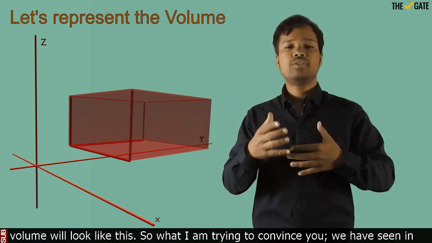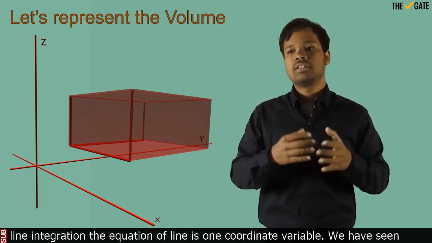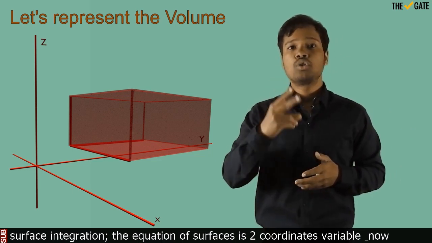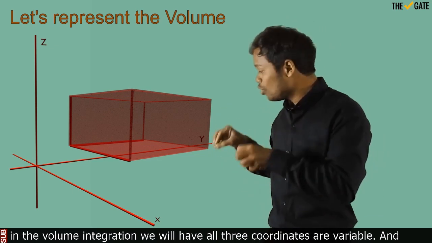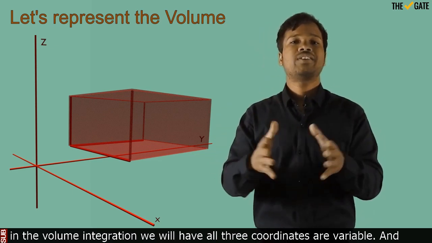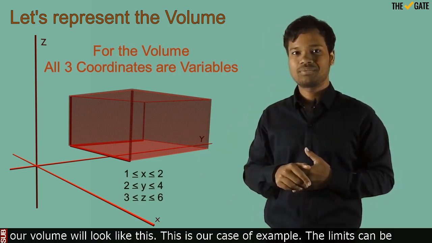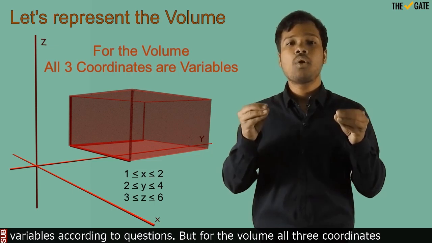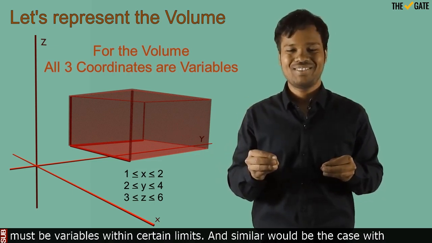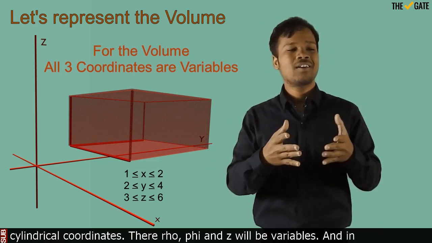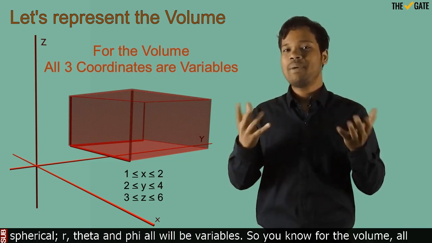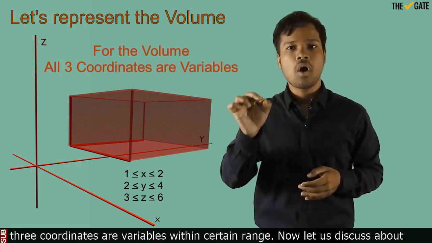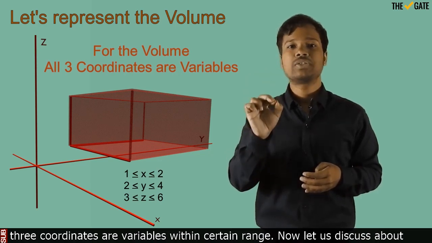What I am trying to convince you is that in line integration, the equation of the line has one coordinate variable. In surface integration, the equation of the surface has two coordinates variable. And now in the volume integration, all 3 coordinates are variable and our volume will look like this. This is our example case. The limits can be variables according to questions. But for the volume, all 3 coordinates must be variables within certain limits. Similar would be the case with cylindrical coordinates: rho, phi and z will be variables. And in spherical, r, theta and phi all will be variables. So for the volume, all 3 coordinates are variables within a certain range.